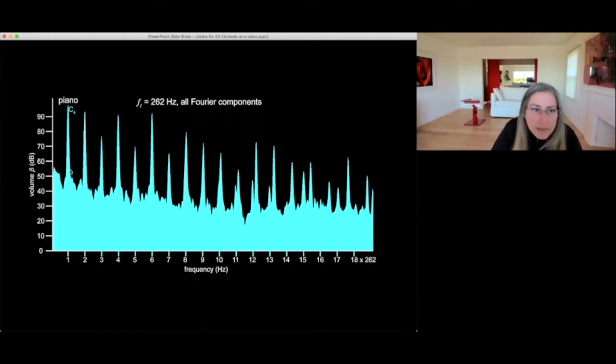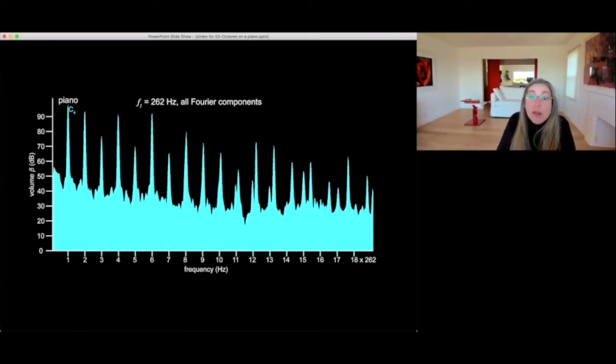So the important bit here is that the second component and the third and the fourth are precisely 262 by 2, by 3, by 4, and so on and so forth, up until 18 here. But all of these are integer multiples of the fundamental. Because it's a string, all Fourier components are present. We will see that in some other instruments that's not the case.